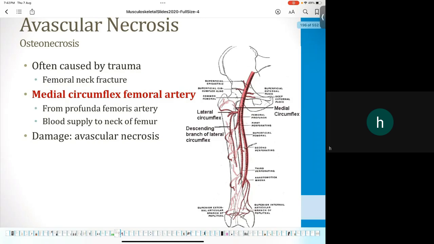It can be due to direct trauma. If you have direct trauma to the head of the femur, the vessels are compromised there, and we are going to have avascular necrosis. What is the blood supply of the head of your femur? That's your medial circumflex femoral artery.